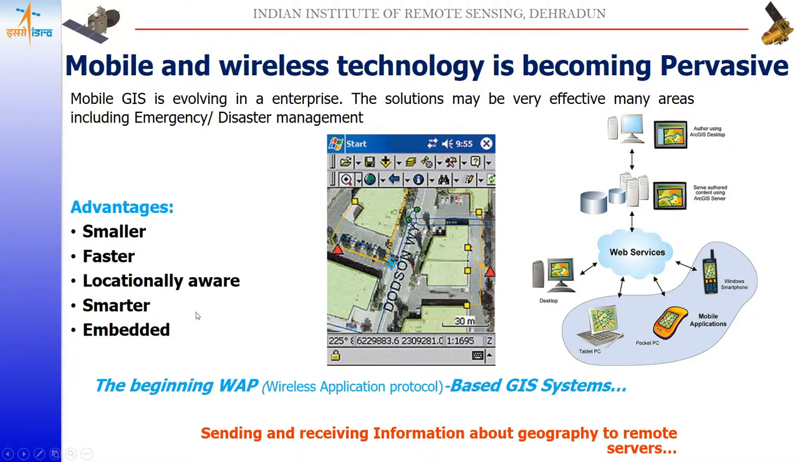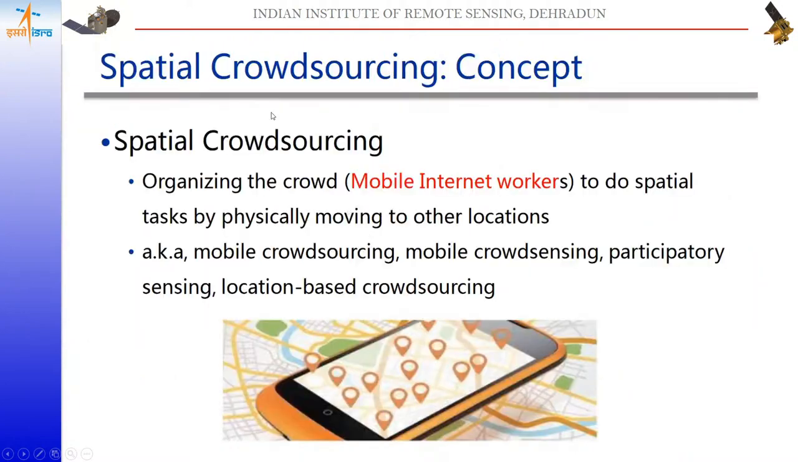So the spatial crowdsourcing concept is organizing the crowd to do spatial tasks by physically moving to another location. We can also call it mobile crowdsourcing, mobile crowd sensing, participatory sensing, or location-based crowdsourcing. These are some very common terms used in crowdsourcing.